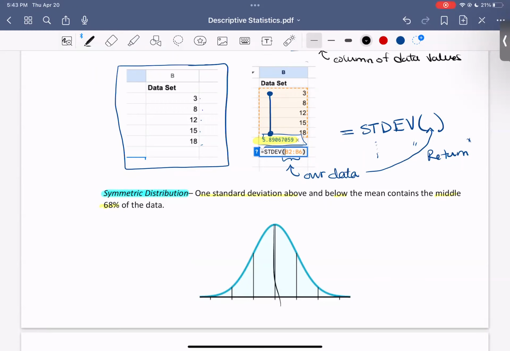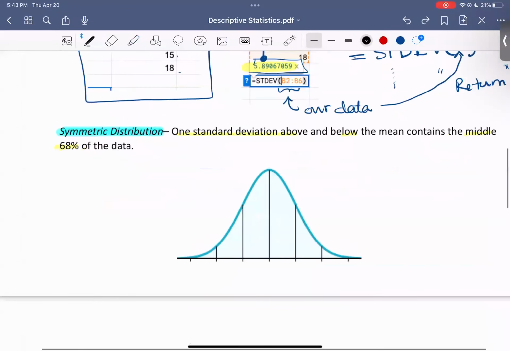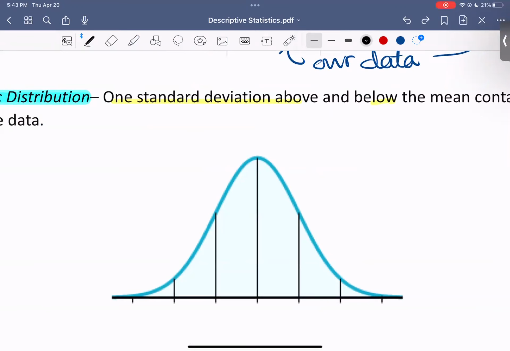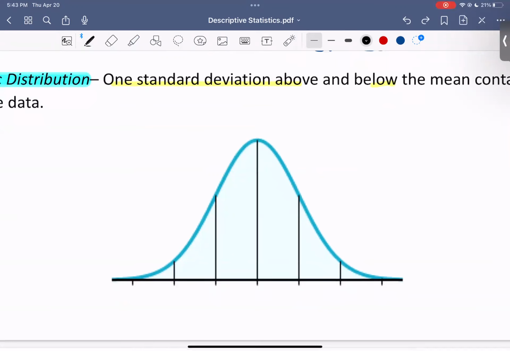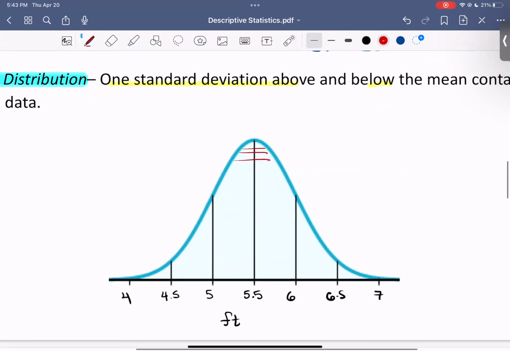And you'll notice that I have some lines marked in my distribution. So this is no coincidence. The data that we are looking at might be measured in, say, feet, pounds, number of tomatoes. And when we make a distribution, those data values go along that horizontal axis. So let's say we're measuring heights. So here we have feet. So let's suppose our middle value is 5.5 feet. Then we have 6 feet, 6.5, 7, 5, 4.5, etc.